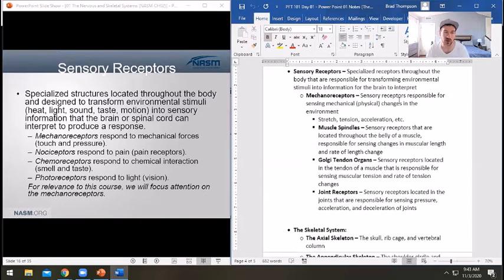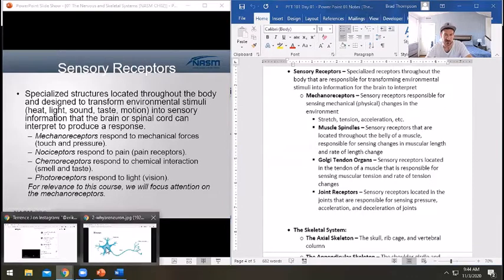All right, so we've been talking this whole time about info, right? Info coming in, info going out. Let's look at how we're gathering that info. This is one of my favorite parts to talk about, because I love talking about sensory receptors. I think they're just so fun. You get all these different types of sensory receptors in your body. Sensory receptors are specialized structures throughout your whole body. They're responsible for transforming environmental stimuli into information for your brain to be able to interpret.